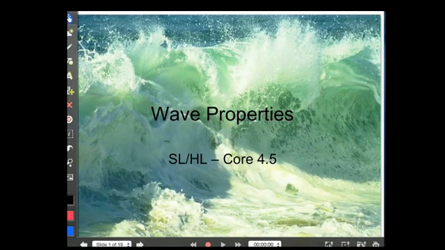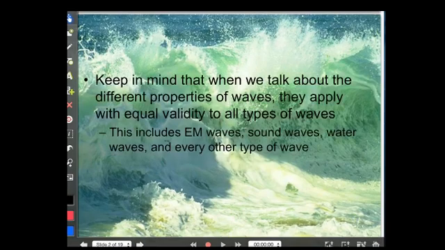The final section for simple harmonic motion and waves, for this topic 4, is wave properties, and really it's probably better to be titled wave behaviors, because we're going to look at some ways that waves interact with their surroundings and with each other.